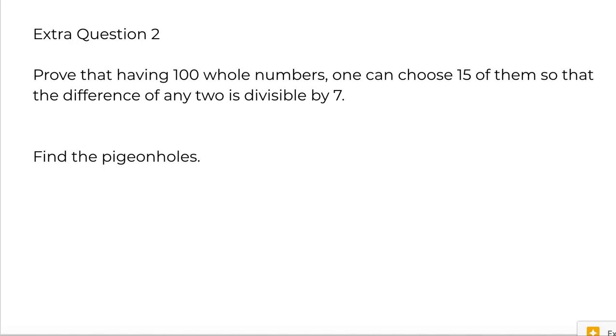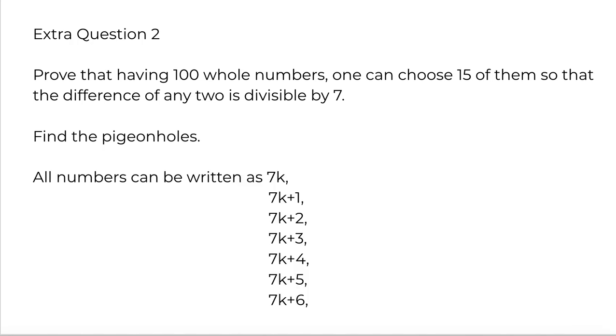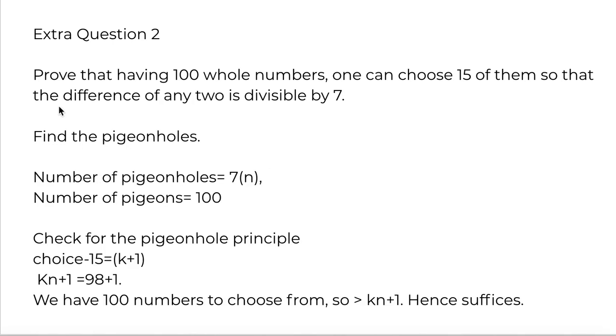You found the number of pigeonholes by writing each number as 7 times k plus 1, plus 2, plus 3, till plus 6. You found the number of pigeonholes as 7, and you found the number of minimum pigeons that you wanted was 15. So you had 14, so that's 14 times 7 plus 1, and that was 99. And we had the minimum number required. So we could say that if we had 100 whole numbers, one can choose 15 of them so that the difference of any 2 is divisible by 7.